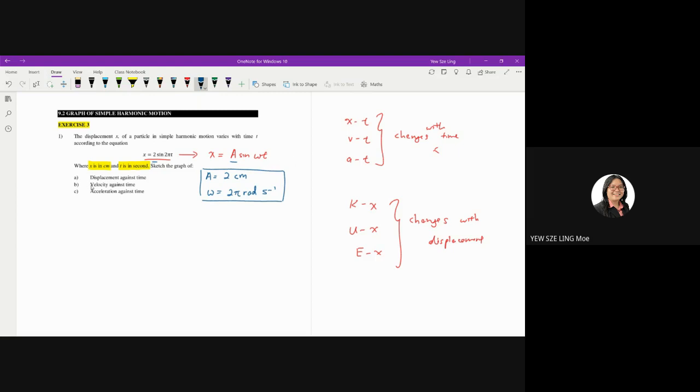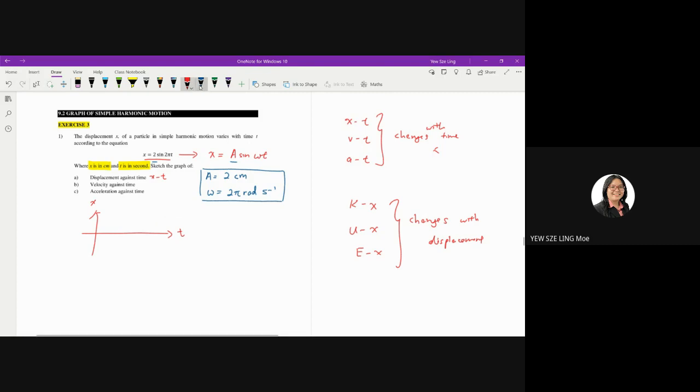So now let's look at question A. Question A asks you to sketch a displacement against time graph, which is an x-t graph. So how are we going to sketch the x-t graph? First, of course, you need axes: the x-axis and also the y-axis, for x against t. Remember, your graph should come with a negative y component because you have positive displacement and also negative displacement when something is oscillating. So the y-axis should have both positive and negative axes.